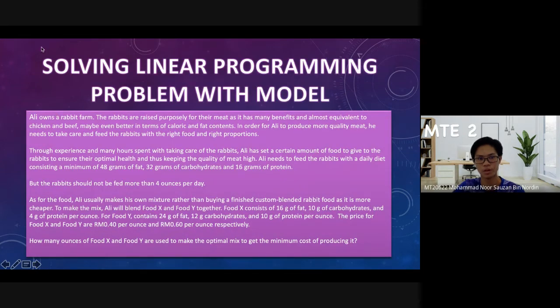Now, this is solving a linear programming model problem. This is the question about a rabbit farm. So here we can see that it applies not just in technological work scope, but it can also be applied in agriculture, farms and animal production.